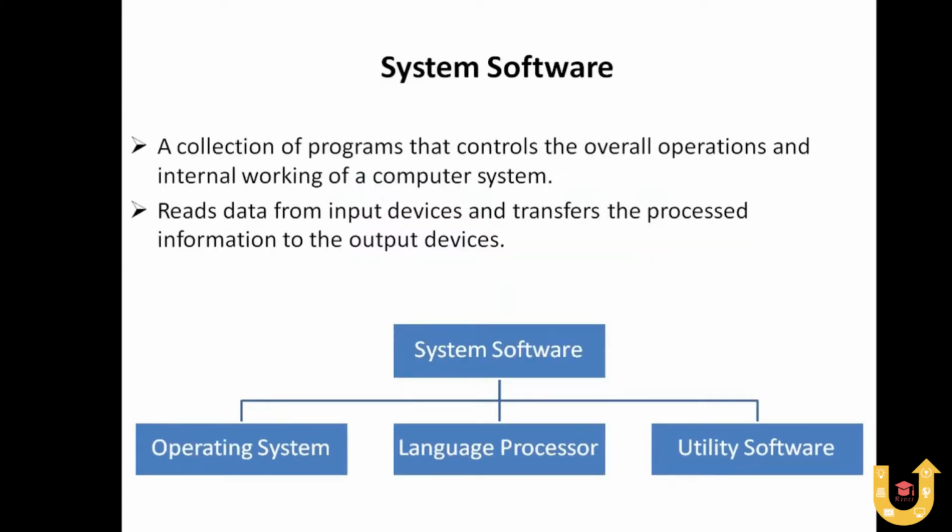It is defined as a collection of programs that controls the overall operations and internal working of a computer system. Data is read from input devices and it transfers the processed information to the output devices. It is of three main types: operating system, language processor, and utility software. I will explain them briefly one by one.